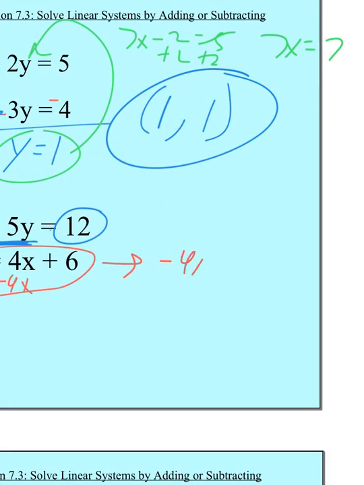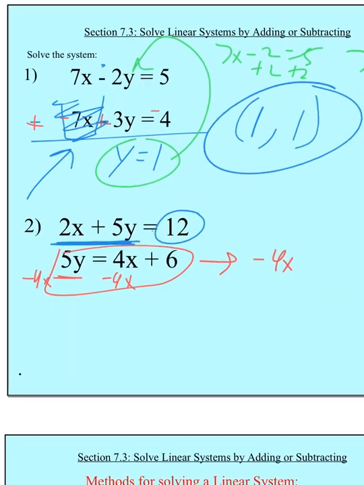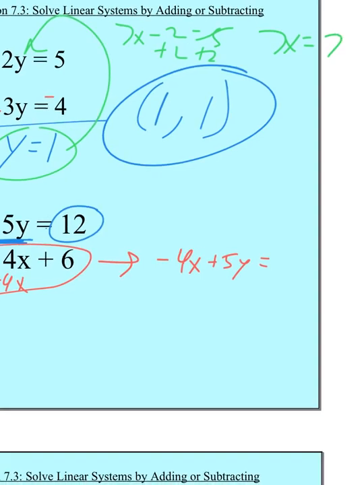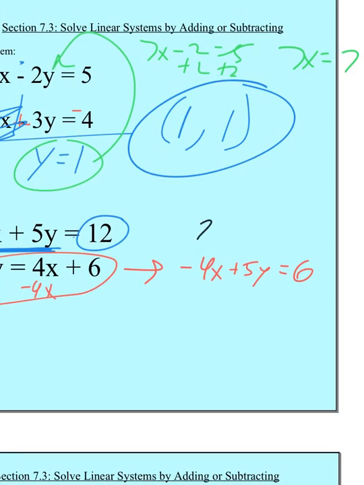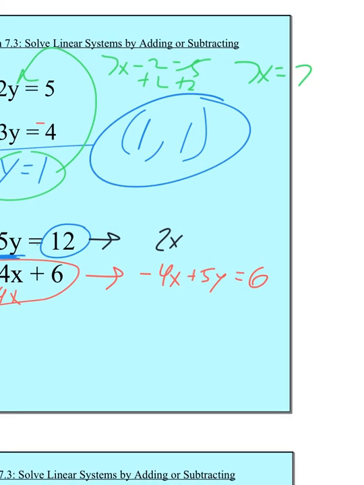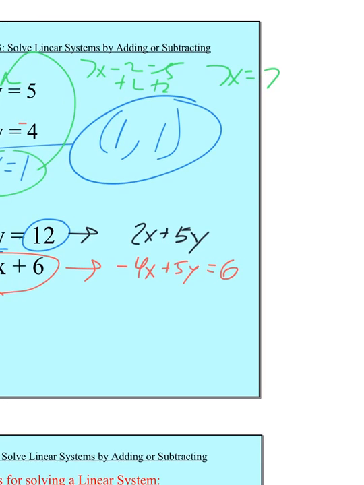Okay? When I do that, I'm going to write my new equation off to the left. So now I have negative 4x plus 5y, because it was positive over there, plus 5y equals 6. Okay, and then the top equation is just going to stay the same, but I'm going to keep it in that order. So I'm just going to bring this over here too, but not change it. 2x plus 5y equals 12.